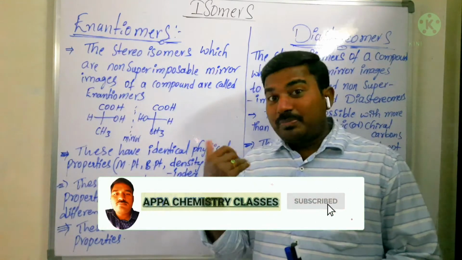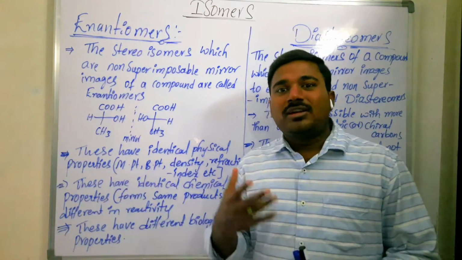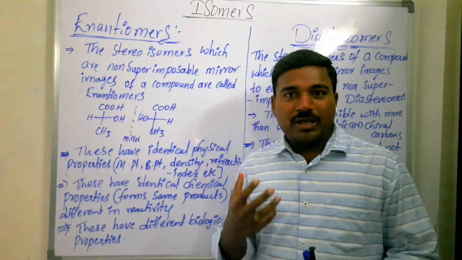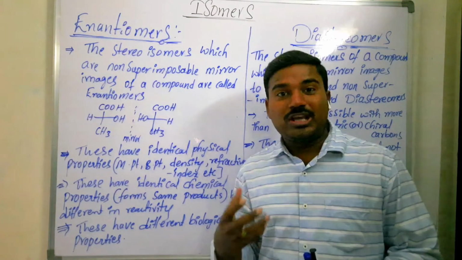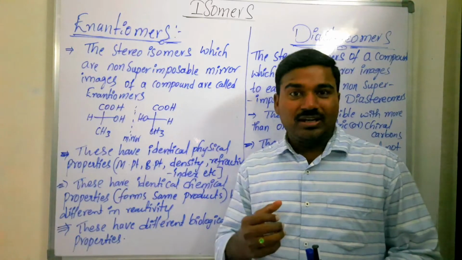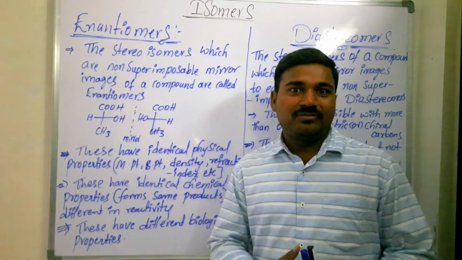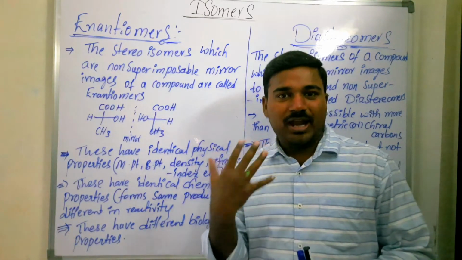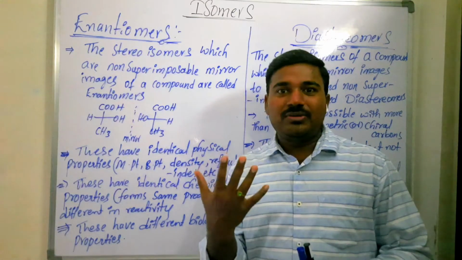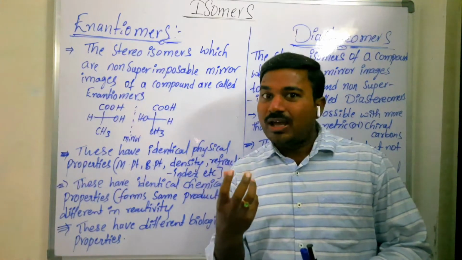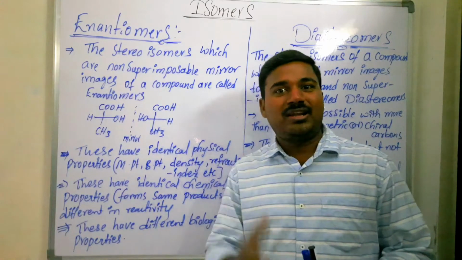So now, in the previous video we had seen chirality, optical isomers, why compounds show optical activity, and what is meant by chirality. Chirality is nothing but handedness, so those which are unsymmetrical. A chiral carbon is also called an asymmetric carbon.